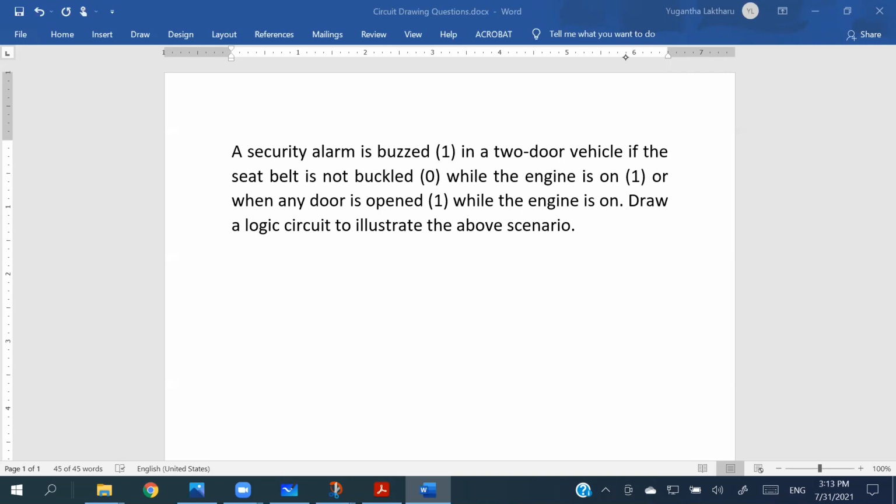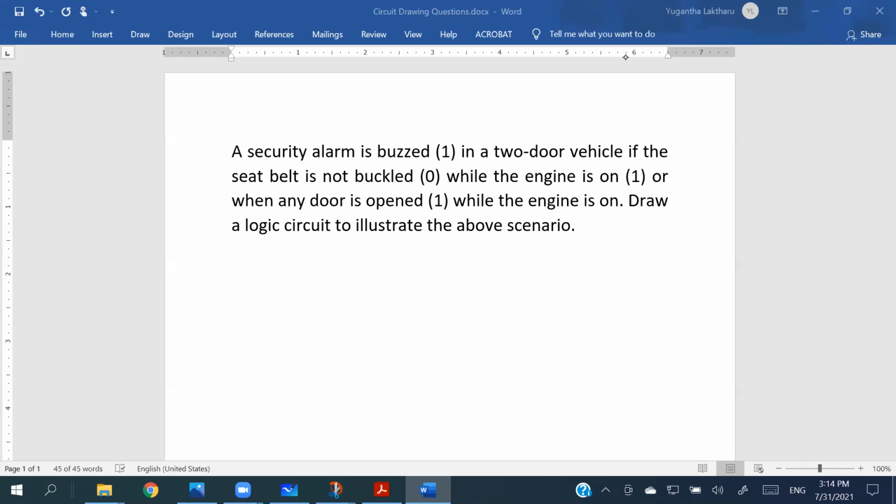And here I have said two doors. The doors are counted as two. So it's going to be engine, door 1, door 2, and seat belt. So 4 inputs, like 4 things are there to control the alarm. Output is the alarm, yes.